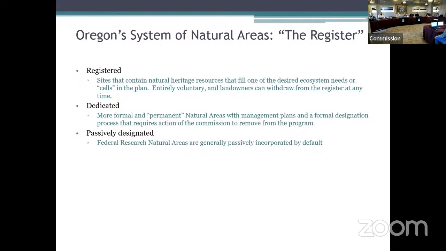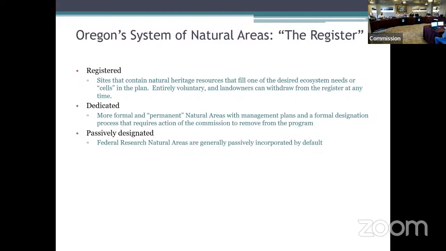And if you're registered, do you receive the tax benefit as well? If you're an NGO, only NGOs, only public nonprofits are eligible to receive tax benefits. A private citizen who registers their property can't receive a tax benefit. I think you just answered my question.